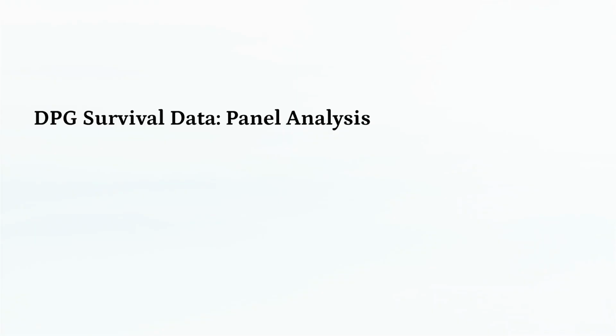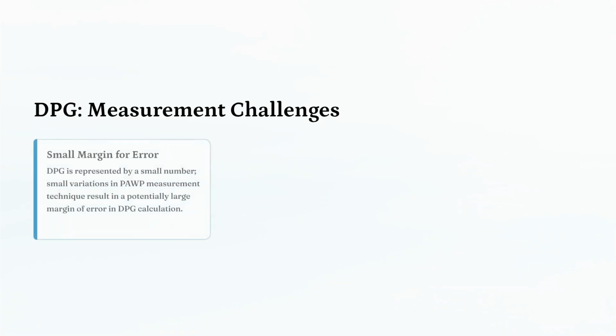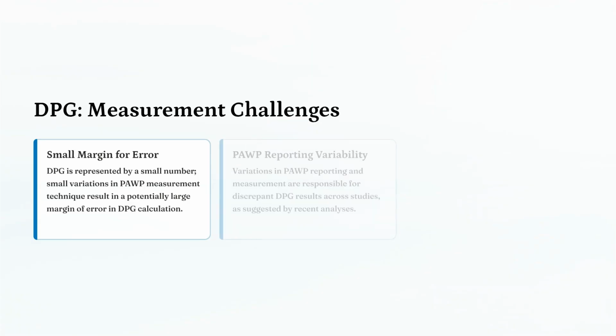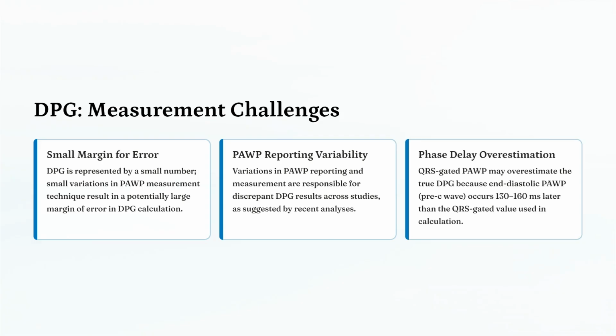The survival data regarding the diastolic pulmonary gradient is nuanced. While some studies show prognostic value in Group 2 pulmonary hypertension, others, such as work by Tampakakis et al., found that this gradient did not consistently predict survival in patients with specific left-sided heart disease profiles. Measuring the diastolic pulmonary gradient presents several challenges. The margin for error is small, so variations in measurement technique are significant. Furthermore, phase delay in QRS-gated pulmonary artery wedge pressure can lead to overestimation of the true gradient.